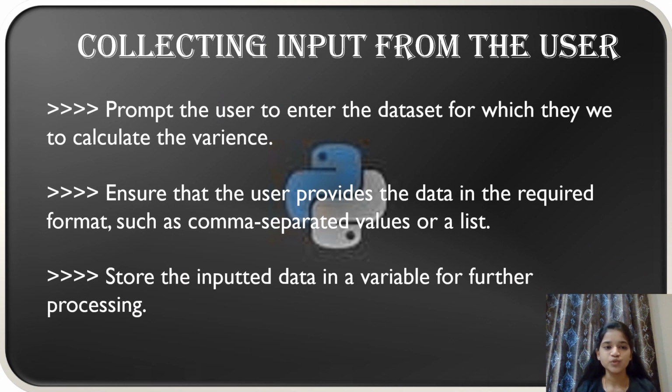Collecting input from the user. Prompt the user to enter the dataset for which we need to calculate the variance. Ensure that the user provides the data in the required format, such as comma-separated values or a list. Store the inputted data in a variable for further processing.